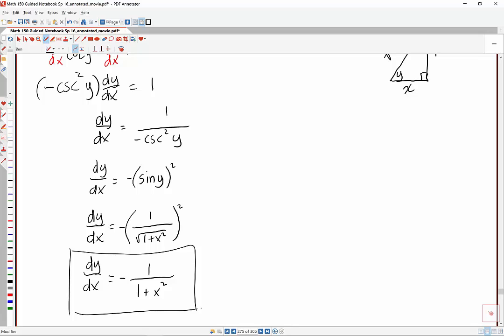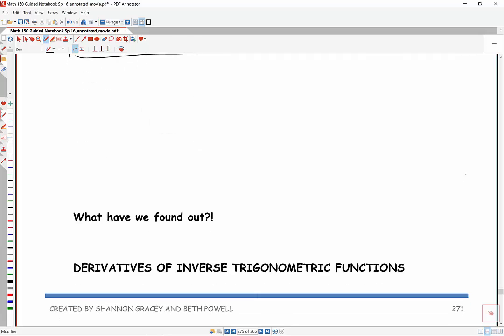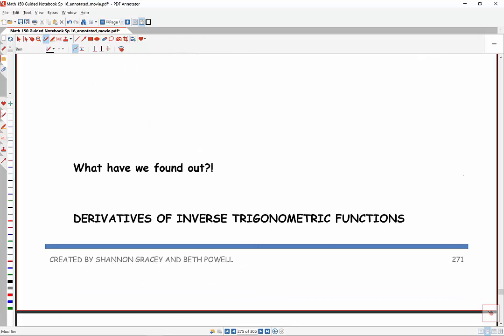Okay, so here we go. What have we found out? We found out that basically the pairs, right? There's 3 pairs of results that differ only by a negative sign.